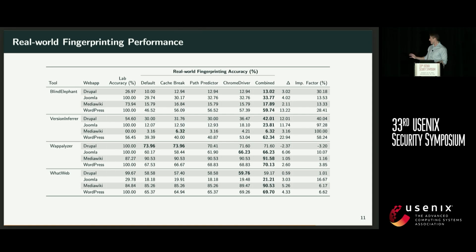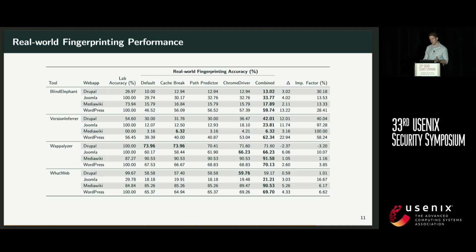So I'm sorry about all the numbers. It's not very pretty to look at. But essentially what you want to look at here is the two columns, the third and fourth column from the left. The third column is our accuracy in the lab, and the one on the right is the accuracy against the real site. So we see a large drop-off from our best case scenario to the real world scenarios. And this makes sense because of all the reasons that I just mentioned. There's all these little peculiarities of different sites that break fingerprinting.